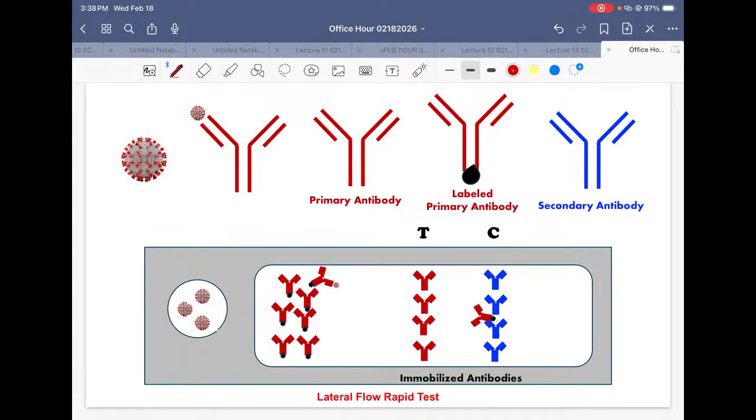So these antibodies here are not immobilized. They are mobile. They can move. So when you put the sample there, they're going to move, and as they move, if they are bound to a piece of the virus, they are going to be captured in the first lane. If not, they are going to pass through, and they are captured in the second. Anyway, so no matter what, the second line is going to be activated, and maybe the first line if you have an infection.